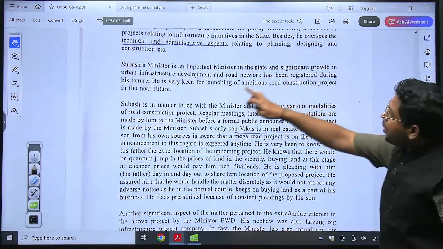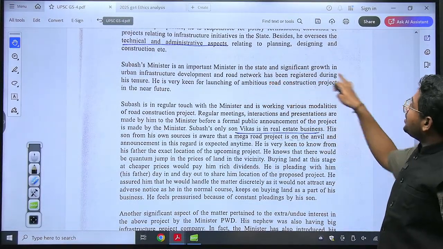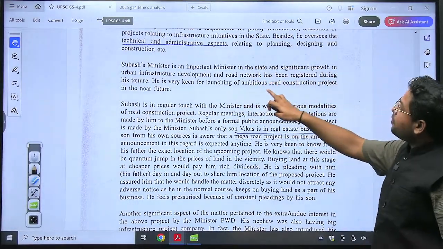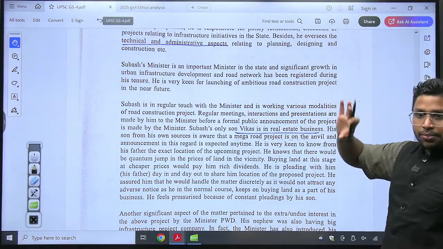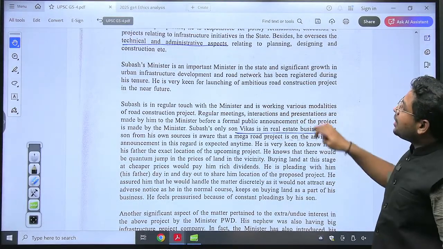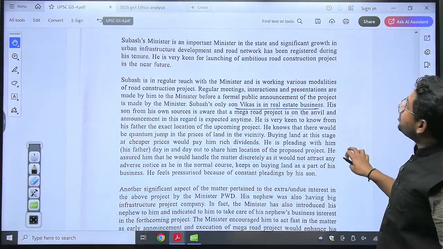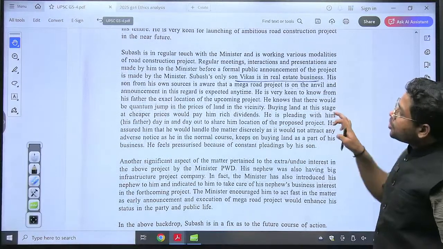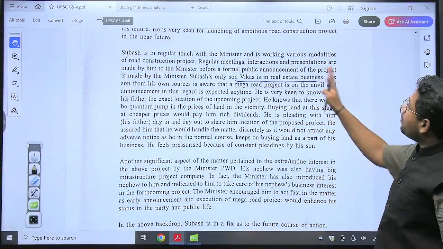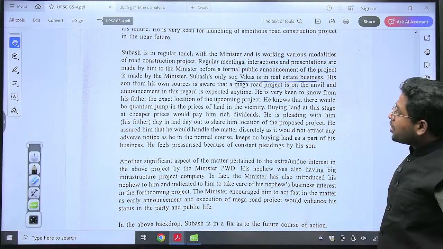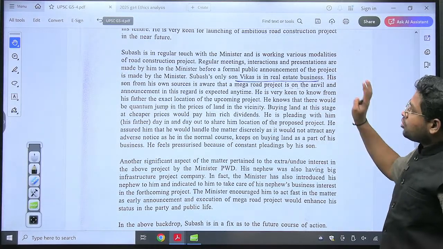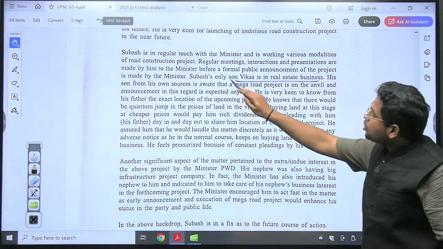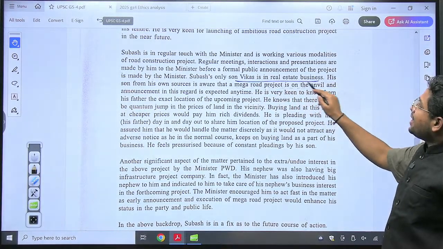Now, Subhash's minister is an important minister in the state. Significant growth in urban infrastructure development and road network has been registered during his tenure. So the minister is also important, and he is very keen on launching an ambitious road construction project. Subhash is in regular touch with the minister and working out various modalities for road construction. Regular meetings, interactions, presentations are made by him to the minister before a formal public announcement of the project. Subhash's only son Vikas is in the real estate business.